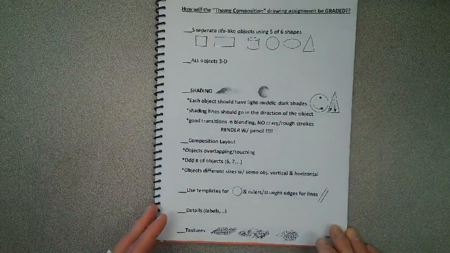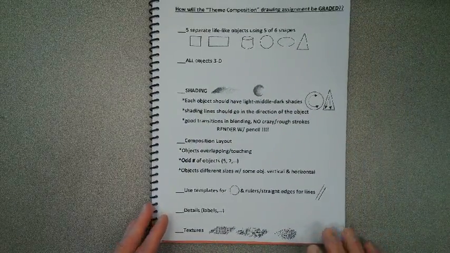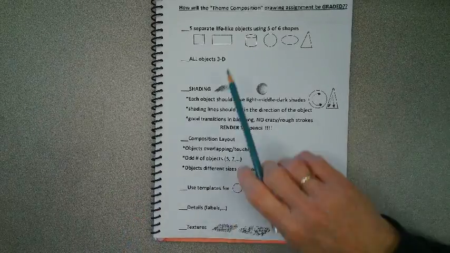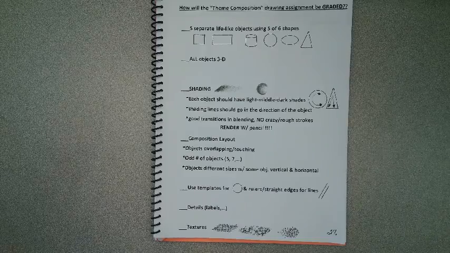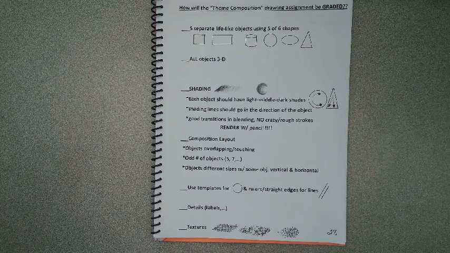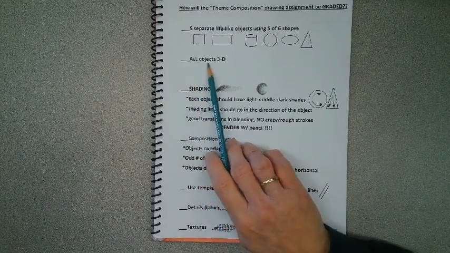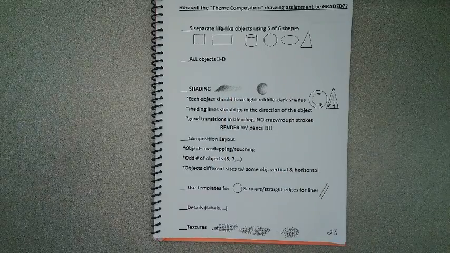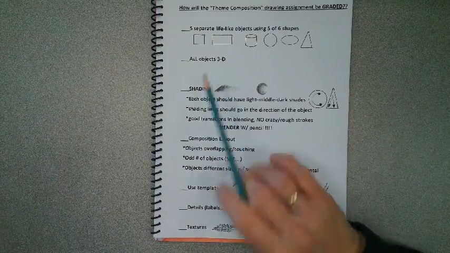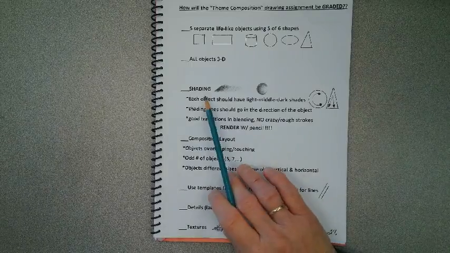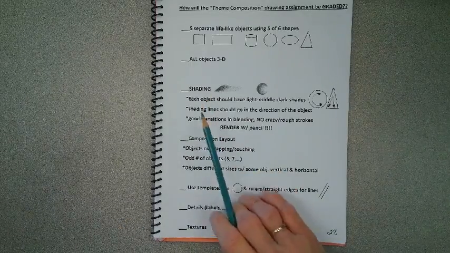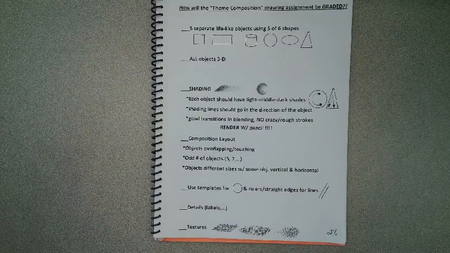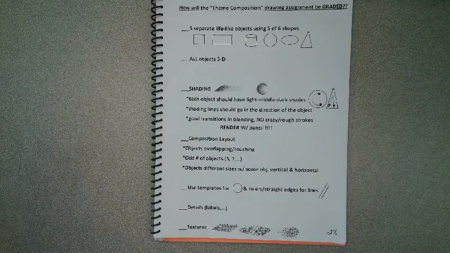So I'm going to go back to going through how it will be graded. First of all, I'm going to look to see that you have 5 of the 6 shapes represented in your lifelike objects. Are all of the objects 3-dimensional? And the only way you get 3D is by shading. Have you shaded your objects? Each object should have a light, a middle, and a dark shade.